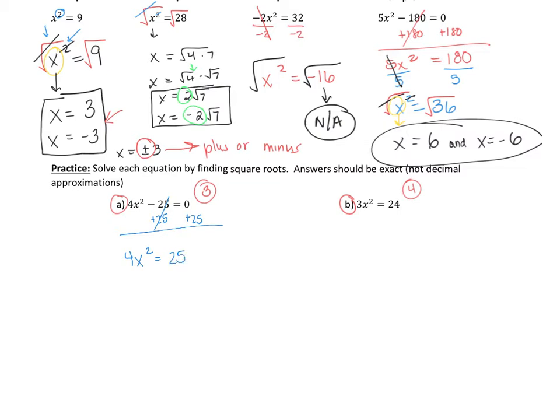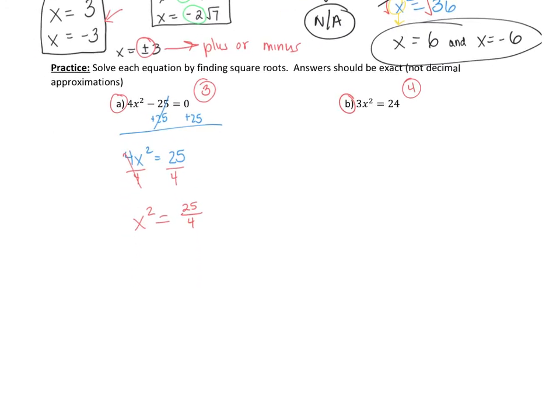Now, my x squared is still not by itself. What I need to do to get x squared by itself is divide by 4. So now I'm left with x squared equals. 4 does not fit into 25 evenly. So what I want you to do is keep that there. Do not reduce it. So you're going to have 25 over 4. Now we have x squared on the left side by itself, right?